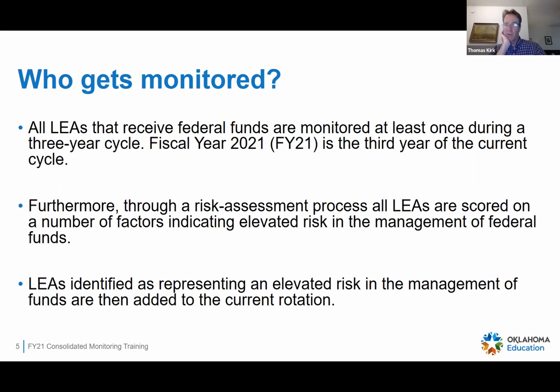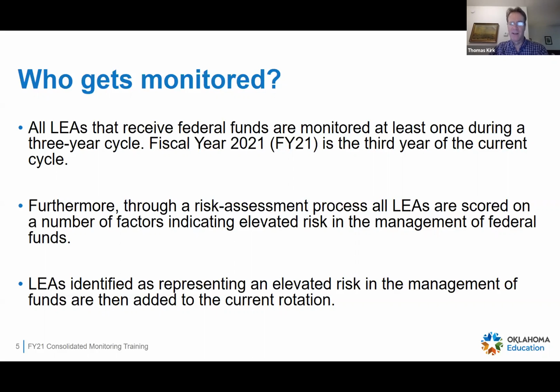Then, on top of that normal cycle, we do a risk assessment process and score all of the LEAs in the state on a number of factors that indicate a level of risk in managing federal funds. And the districts that have the highest score, basically ones that represent an elevated risk in the management of funds, are added to the current rotation. So every year, 1/3 of all school districts are monitored just as part of the regular cycle, and then about 10 to 20 more districts are added to that because for one reason or another, they represent a higher risk.